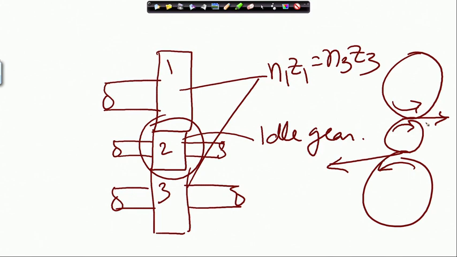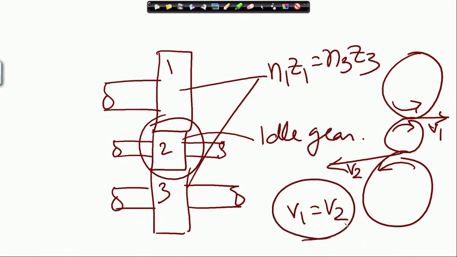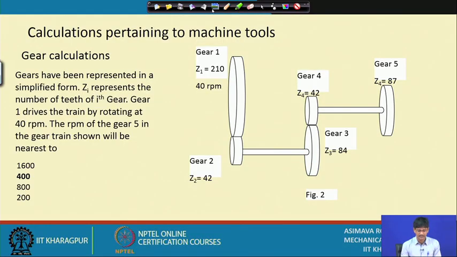This tangential velocity, let us call it V1 and V2, they are the same. What does that mean? That means that I can directly establish the equality of velocities between these two elements. That is it. Having established this one, we will be utilizing all these results extensively in our discussions. So, this answer we have already established is 400. Let us move on to the next subject.